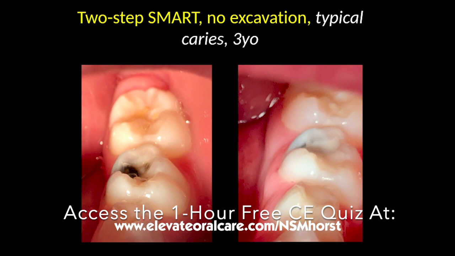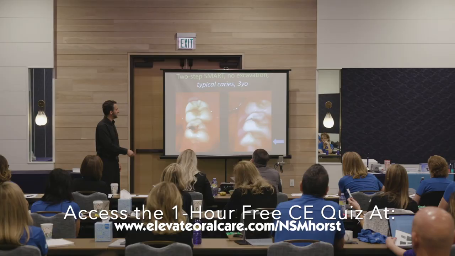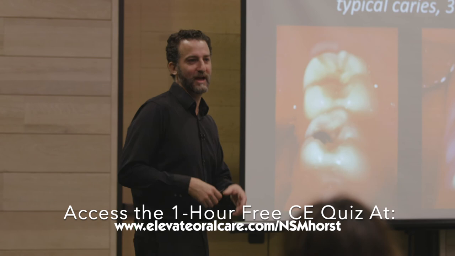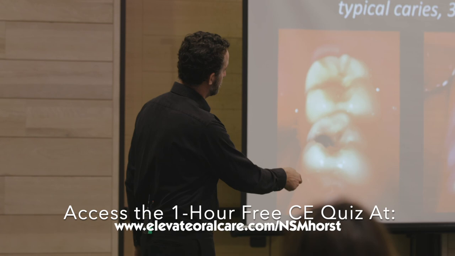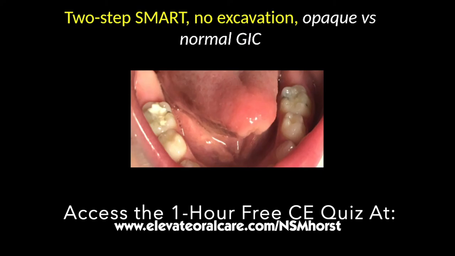So this picture. Also, I did a sealant on this tooth. Right? That was easy. I just moved the brush forward and back, put the conditioner on all three teeth, swiped glass ionomer with my finger, and 6 months later, we still had glass ionomer in all of those places. Pretty simple. So these were cavitated lesions in a 3-year-old who was not cooperative for treatment.